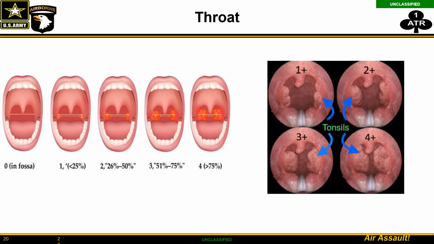Here you can just see grading of tonsils. If you can't see their tonsils at all, they would be a 0. Covering less than 25% is grade 1, 25 to 50 is grade 2, 50 to 75 is grade 3, and if somebody's tonsils are basically taking up their entire throat, more than 75%, then we're calling that tonsil grade 4.